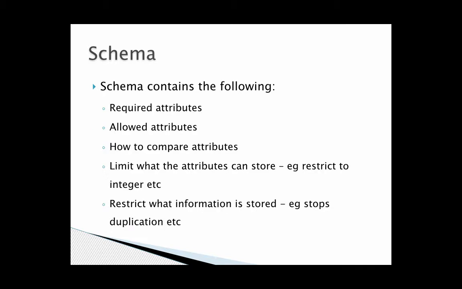The schema contains required attributes. These are the things that you must have in there. So, for instance, a UID must have a name. It has a list of allowed attributes. These are the ones that you can add but don't necessarily have to have in there. There's a set of schema for how you can compare these attributes, and again, it's along the same lines as you would have in any programming language. We have the compares, which I've got a list of shortly. We can limit the attributes, right? So we can have it so that it only contains an integer, ASCII characters only, or alphabetical characters only, and you can also reduce the duplication.